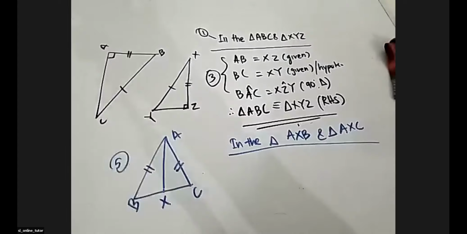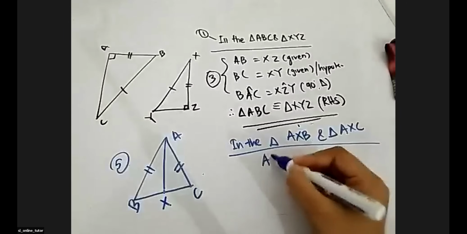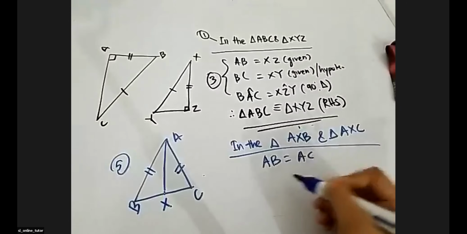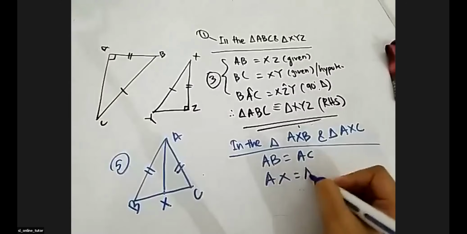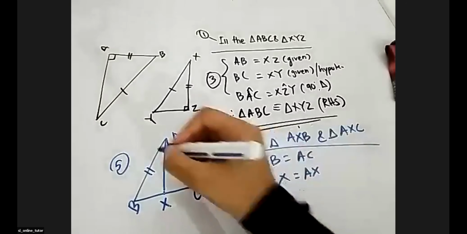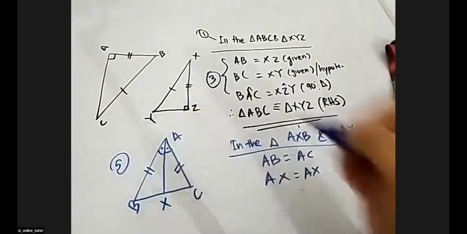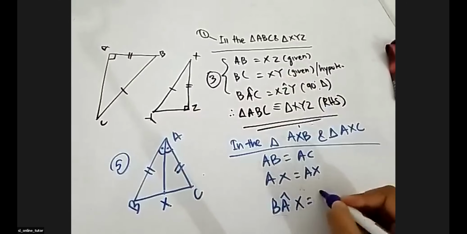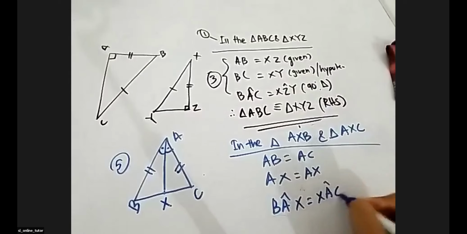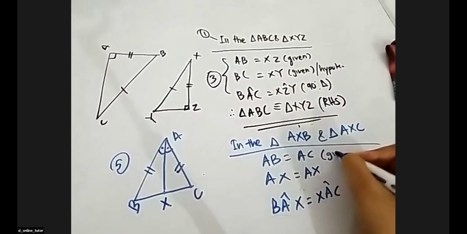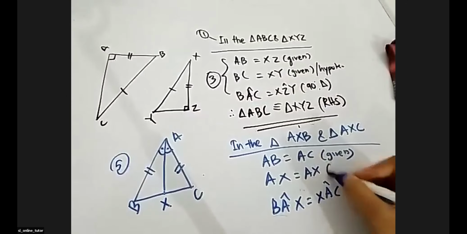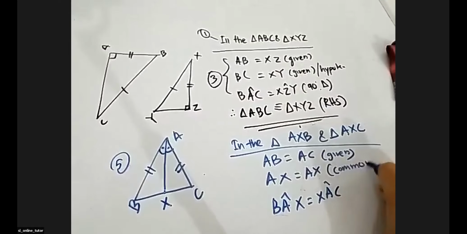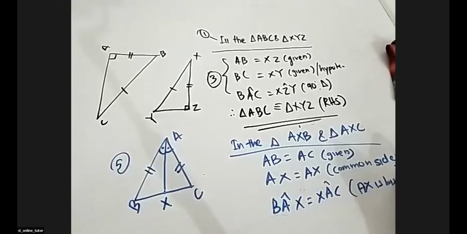Okay, in these 2 triangles, we can write down AB is equal to AC, AX is equal to AX. They said bisector. That means these 2 angles are equal. That's why they call bisector. BAX is equal to XAC. So AB equal AC, given data. AX equal AX is common side. BAX equal XAC, as AX is bisector.